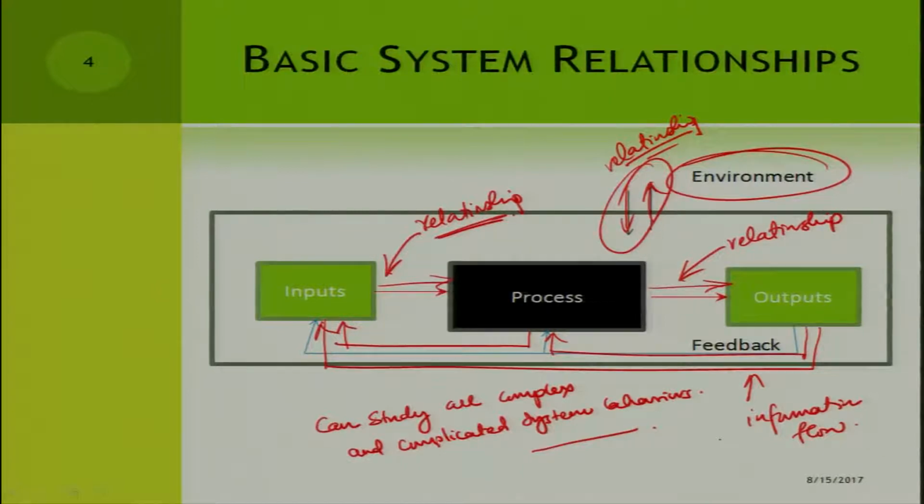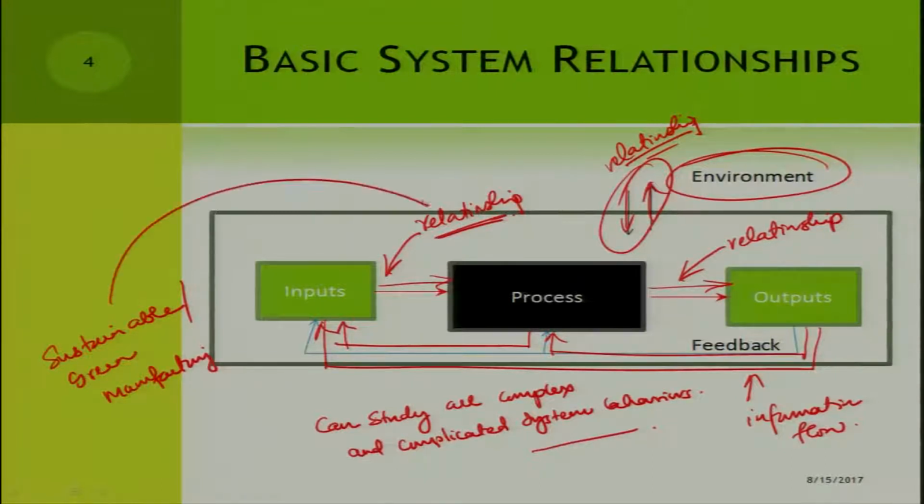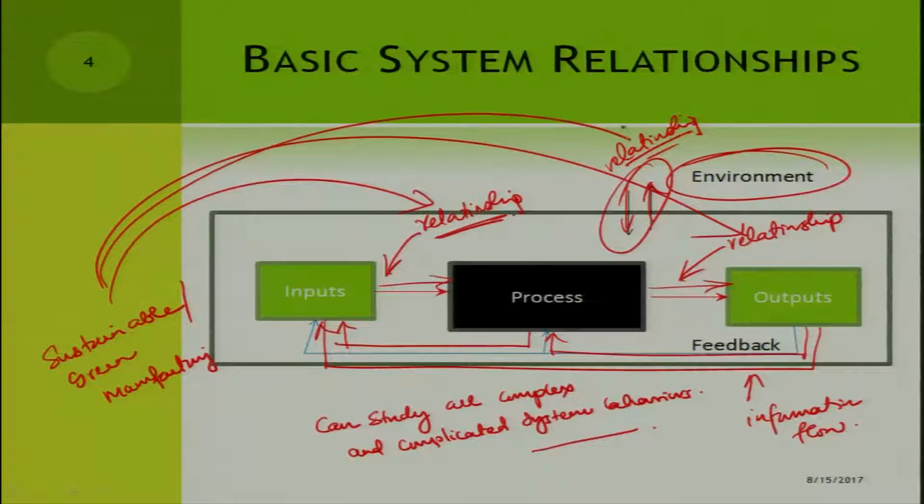So, when you want to make it sustainable or green manufacturing, the aim is that you are able to study all these different relationships and set the appropriate relationship settings. The study can also be thought through in a particular fashion like this.